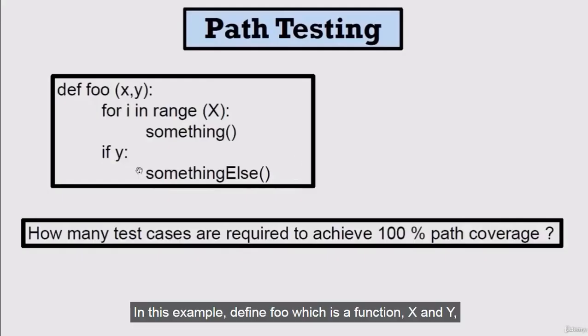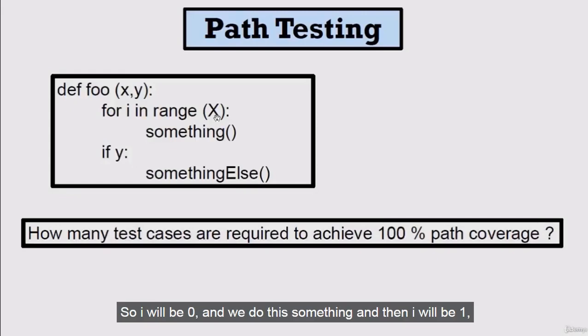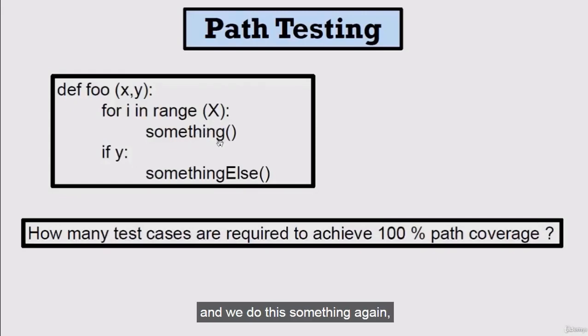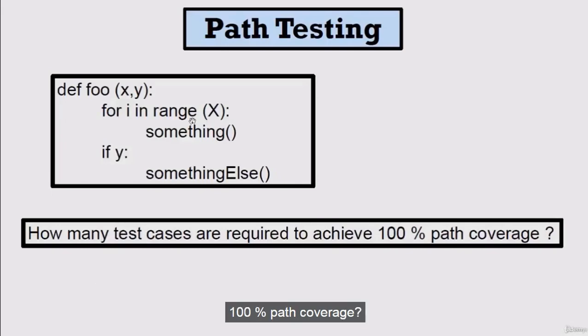In this example, define foo, which is a function of x and y, for i in range of x. What does this mean? So x, for example, is 3. So i will be 0 and we do something, and then i will be 1 and we do something again, and then i will be 2 and do this thing a 3rd time. So we will go in this loop 3 times. If y, something else. So how many test cases are required to achieve 100% path coverage?